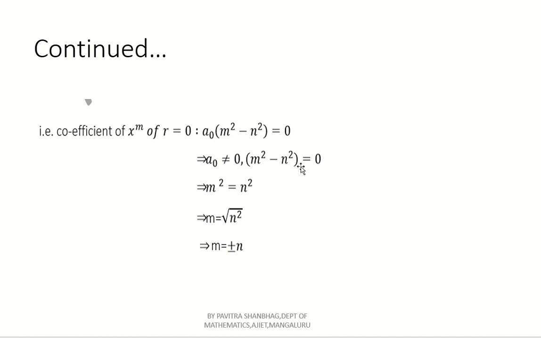So m square minus n square equal to 0 means what? M square equal to n square, or m equal to plus or minus root n square, that is, m equal to plus n and minus n. There are two different roots because it is a quadratic expression, right? So m square equal to n square means m equal to plus or minus root n square. Root n square is nothing but n. So plus or minus n, right?